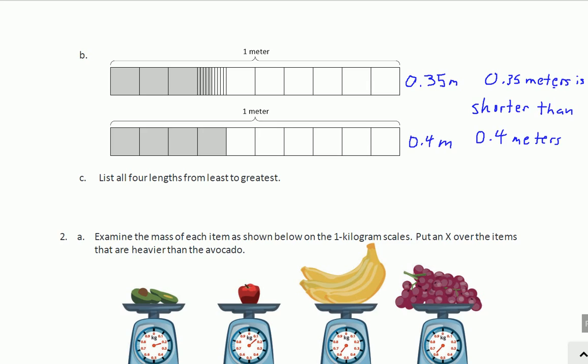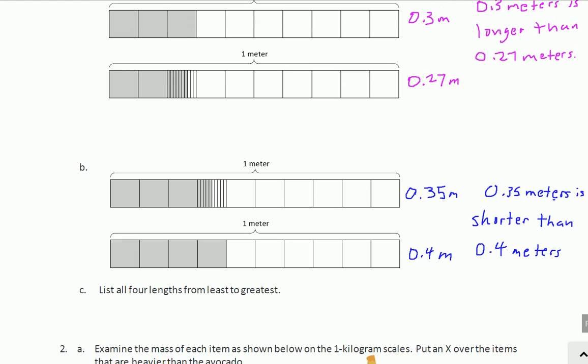All right, list all 4 lengths from the greatest to the least. Well, to do that, I'm going to have to go back up and check out the other 2 measures. So we have to put these in order. Well, what's the very smallest one? 0.27. And then go ahead and pause it and fill in the others in order from the smallest, the least, to the greatest. And hit play when you're ready.